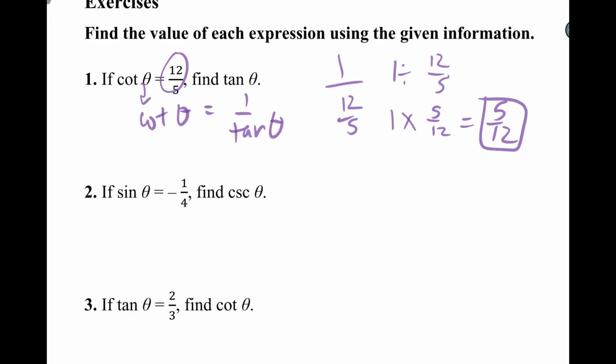Next one: sine is negative 1/4. Find cosecant. You know cosecant is just 1 over sine, so you just have to flip it. So it's negative 4 over 1.